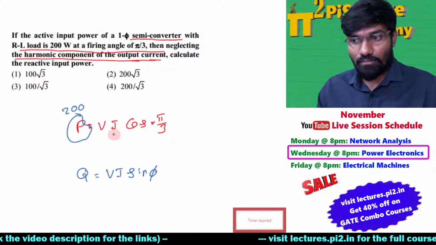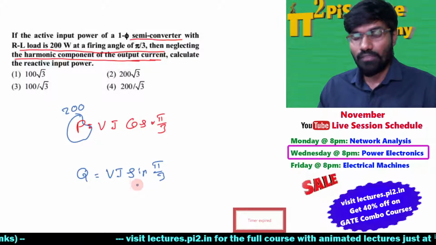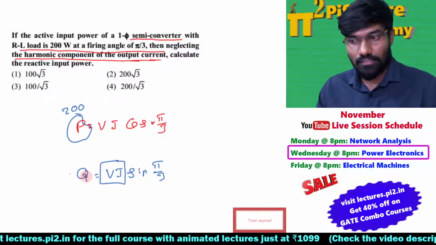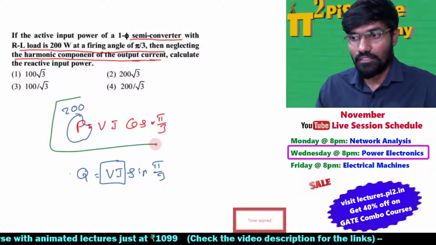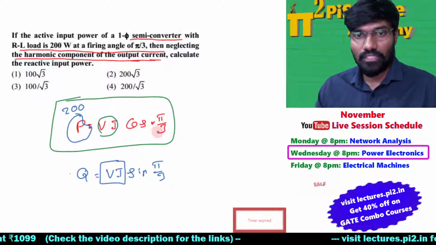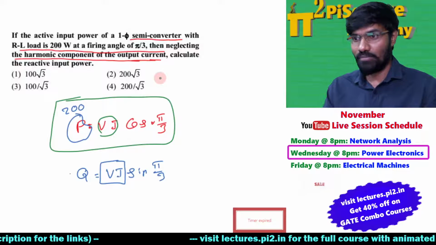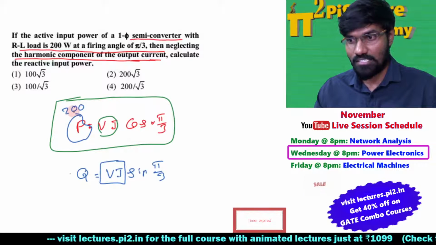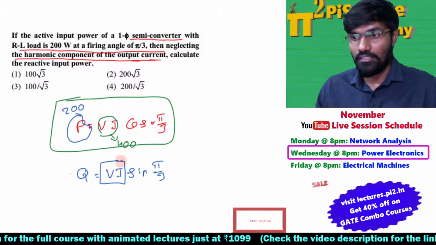Now, the phi value is known to you, that is pi by 3. Once you know the V I value, you can get the value of Q. So, what is the value of V I? You can get it from here: 200 by cos pi by 3. Cos pi by 3 means cos 60, which is 1 by 2. So you will get 400. V I is 400.